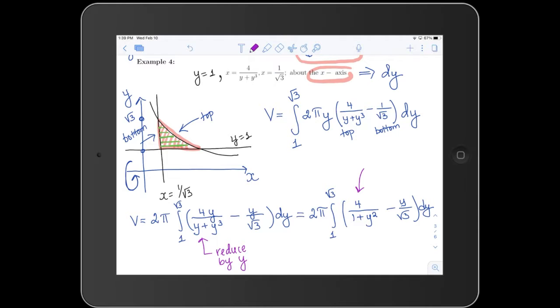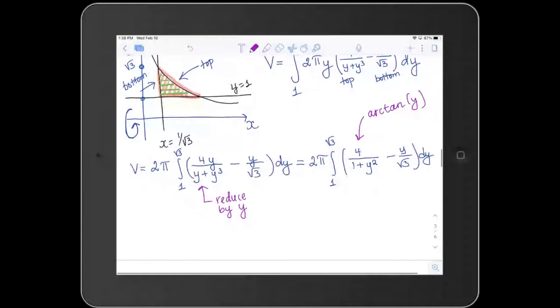Do you guys remember how to integrate that? One over 1 plus stuff squared. What is that? Is it inverse tangent? That's arctangent, right? Yes, good. So this would be arctangent or tangent inverse, whichever you prefer. So what do we get here?